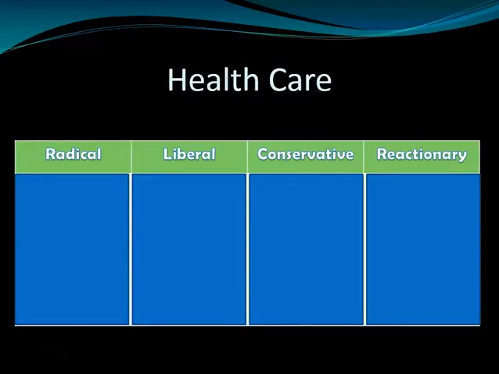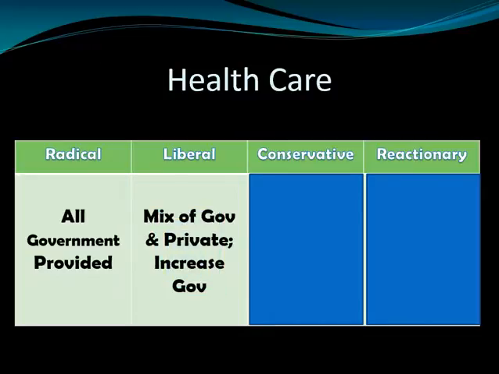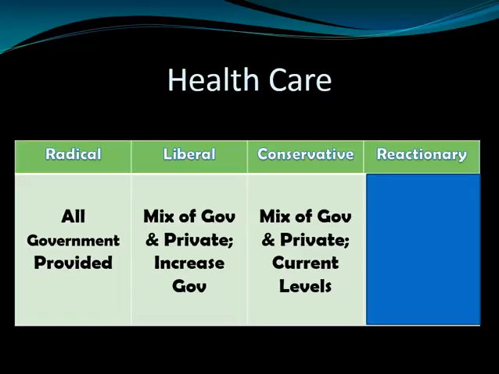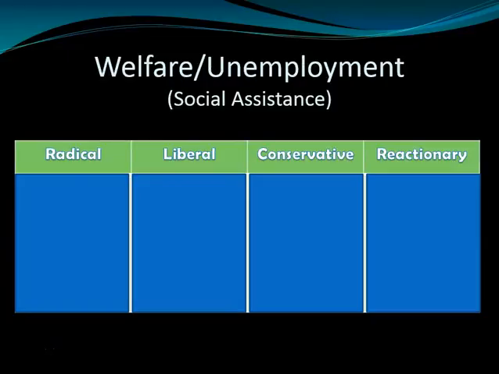When it comes to healthcare, a radical would believe that the government should provide all healthcare for all people free of cost, or really what's rolled into your taxes. A liberal would believe that you should still have the right to have private insurance, but that we need to have more government involvement in insurance. That's essentially what Obamacare is today. Conservatives would believe that there should be a mix of government and private, but at the current levels, so we don't need to increase the level of government, keep things the way they are. And a reactionary believes that all healthcare should be private.